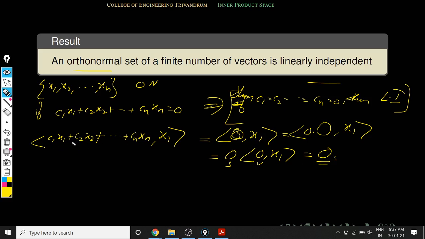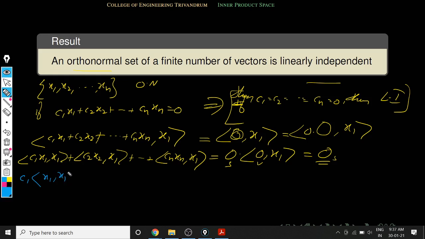Since inner product has some properties, you can split the inner product using the distributive property. That means we can split this like this: inner product of c1 x1 comma x1 plus inner product of c2 x2 comma x1 plus etc plus cn xn comma x1. You got it? Again, using the property of inner product, we can write this as c1 into inner product of x1 x1 plus c2 into inner product of x2 x1 etc plus cn into inner product of xn x1.